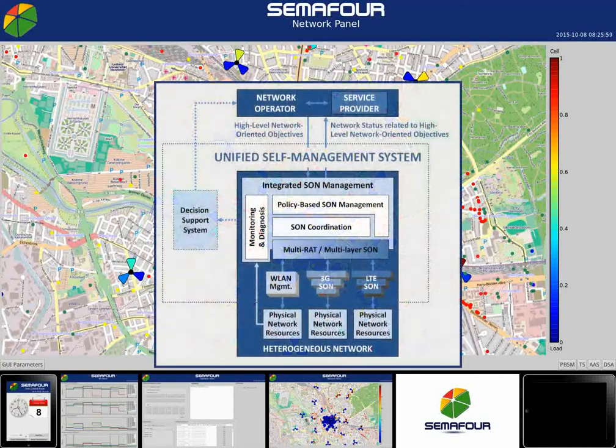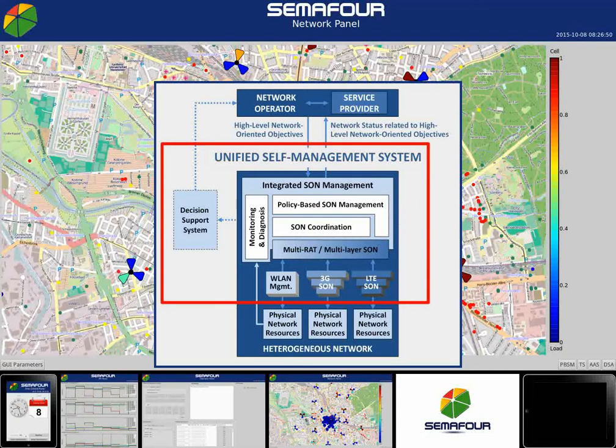In a nutshell, the SEMAFOUR project has developed key elements of a self-management system for the unified operation of heterogeneous mobile communication networks. This unified self-management system can be understood as an intelligent interface between a network operator and the physical network resources, which comprises three key elements.